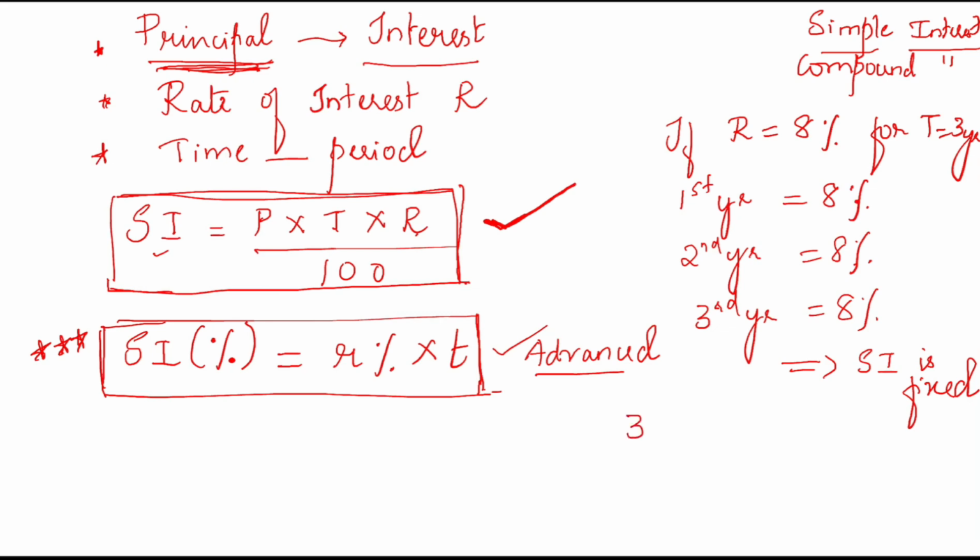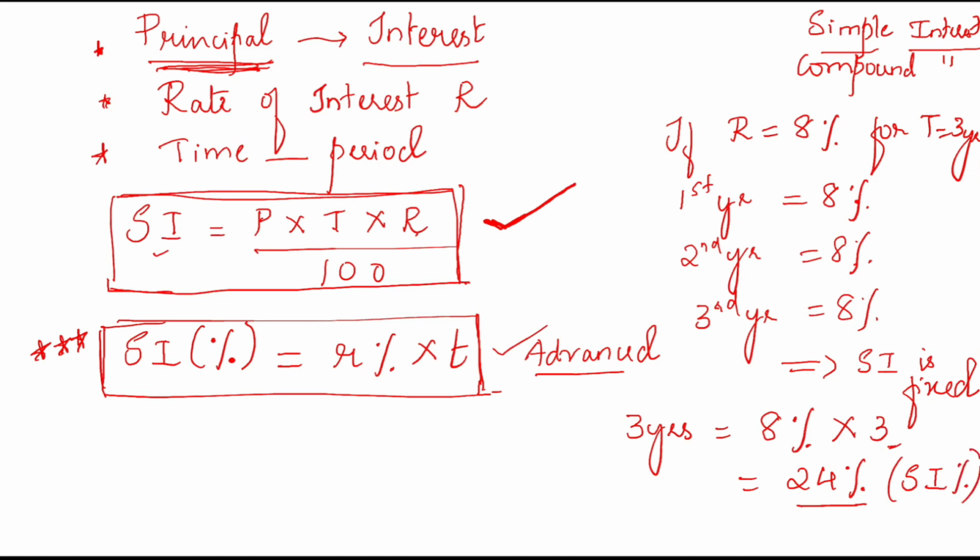So for 3 years, how much I am giving? 8%. So how many times is it? 3 times, isn't it? Time is 3 years. So 8% into 3 is how much? 8 3s are 24%, isn't it? So totally I am giving 24% interest to the bank for 3 years, isn't it? So 24% is nothing but simple interest in terms of percentage.